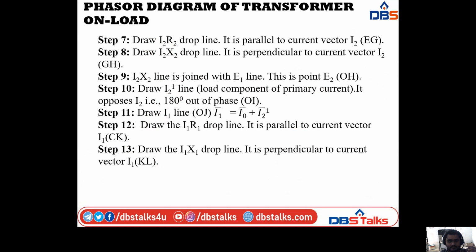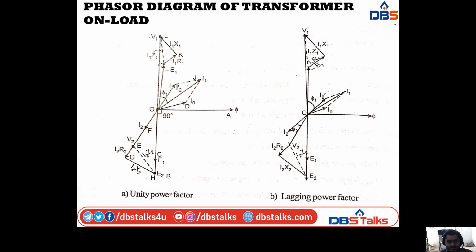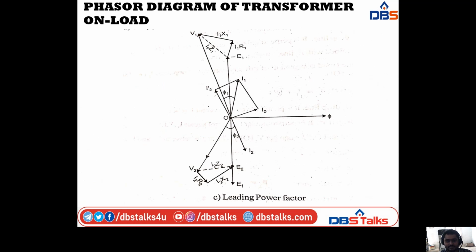Okay, next. In the 10th step, I am drawing the I2 dash line. Here I2 dash opposes the I2 line. I2 dash is opposing I2, that is, 180 degrees out of phase. It is indicated with the letters OI. The OI line is the I2 dash line in all three cases. Carefully observe these diagrams.